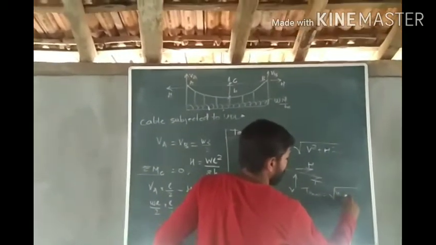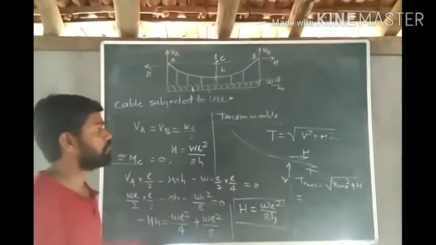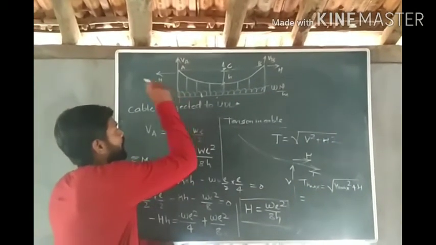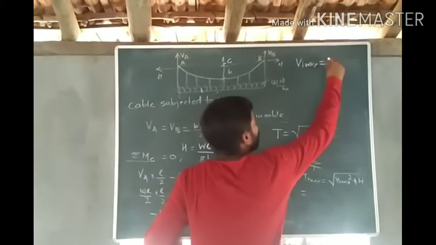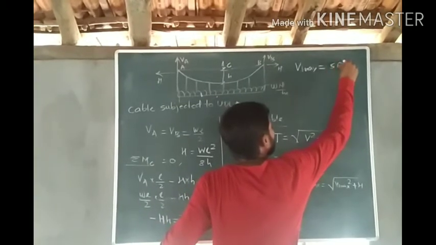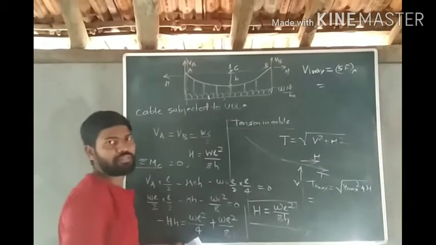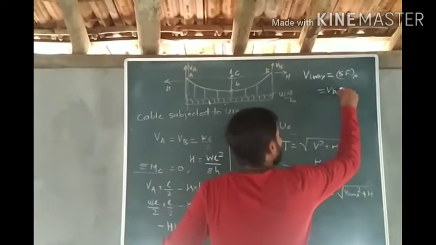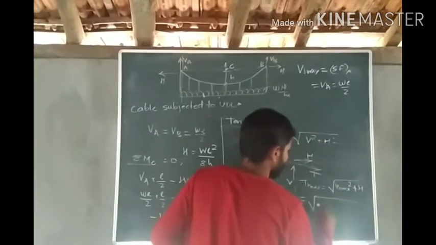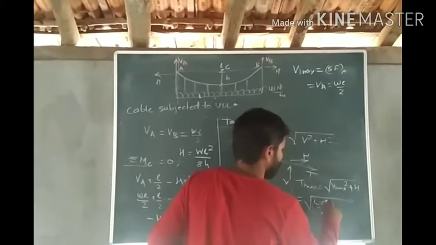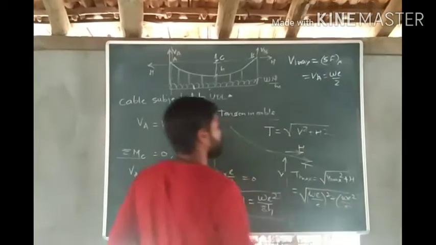under root V max square plus H square. So V max, vertical shear maximum, so maximum shear will be at the support. So maximum shear V max will be equal to shear force at support A. So shear force at support A, if you consider here, is nothing but the VA, that is WL by 2. Okay. So if you substitute over here, you will get WL by 2 bracket square plus WL square divided by 8h bracket square. So this is maximum tension.